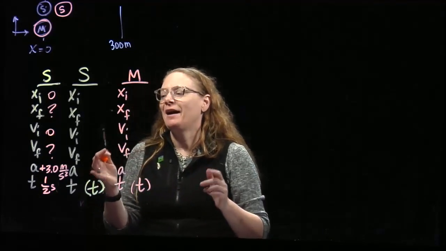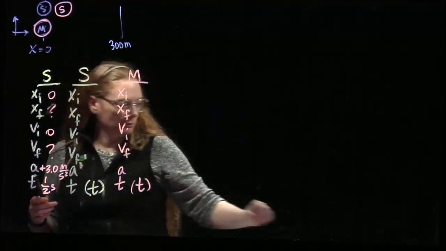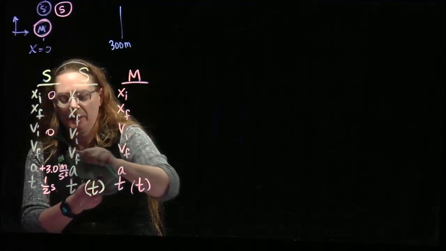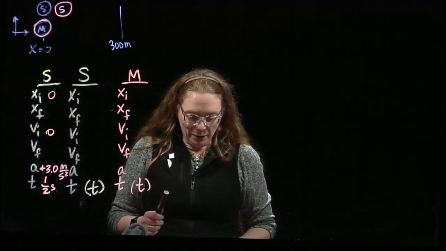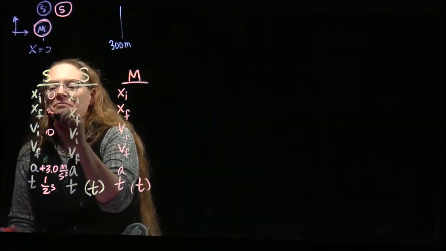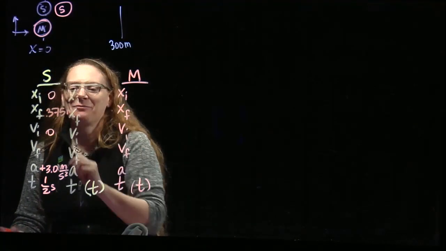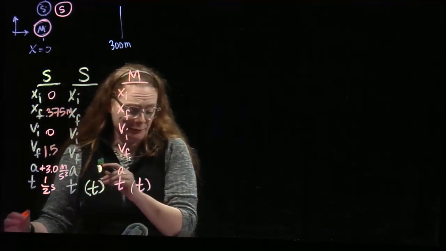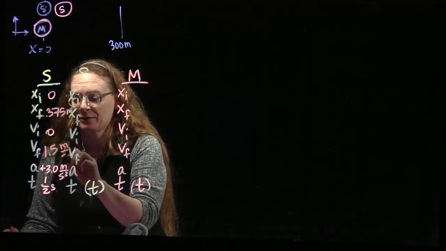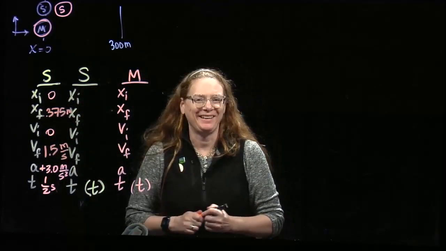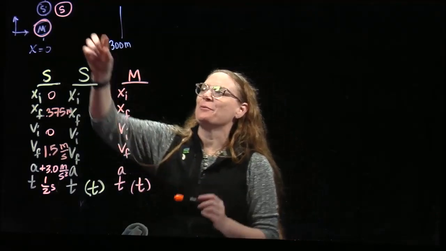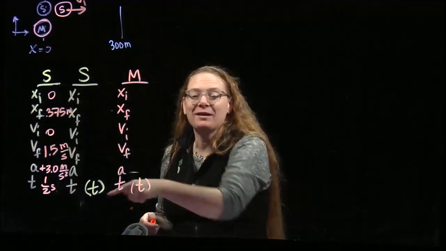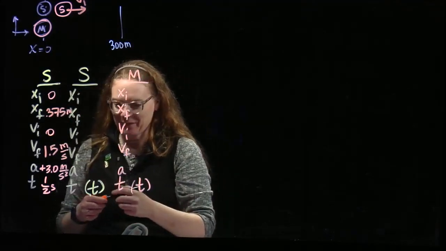So in 1/2 second, the smart car ended up moving a whopping 0.375 meters. And it is traveling at the highly unsafe speed of 1.5 meters per second. Oh my gosh. All right. Now I know where this is. I know how fast it's going. And I can put all that information into my charts here.